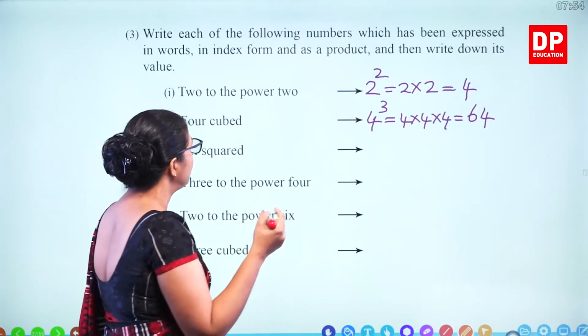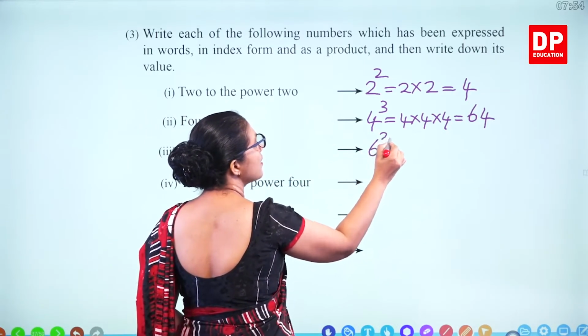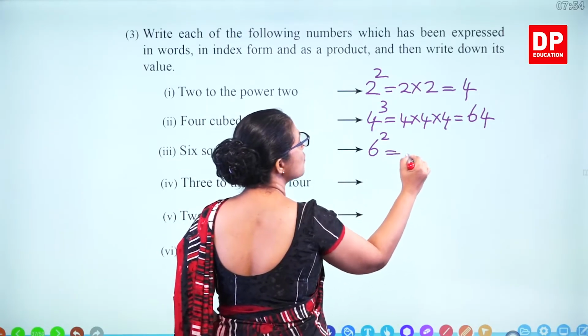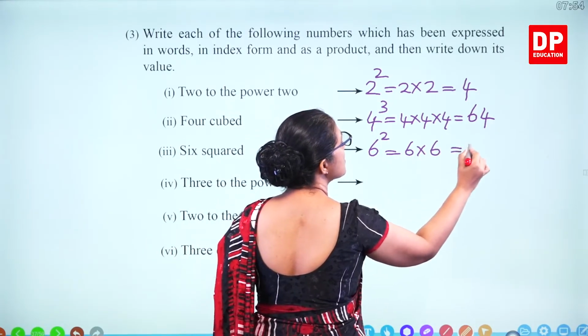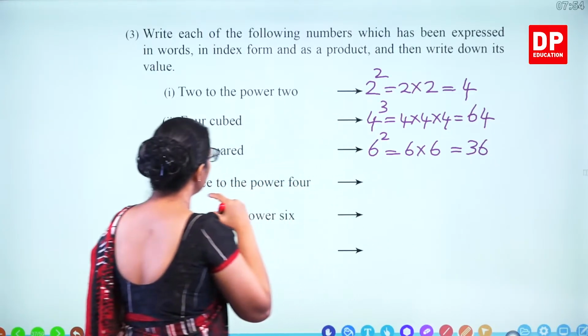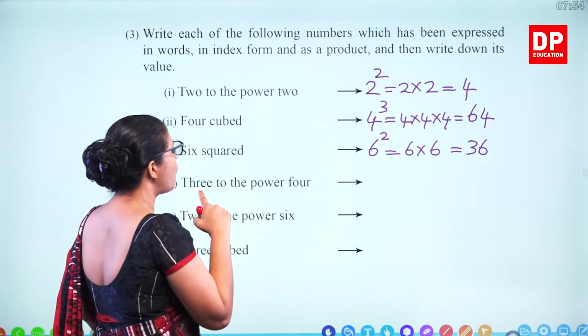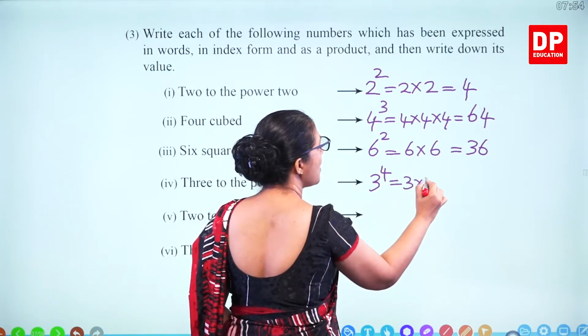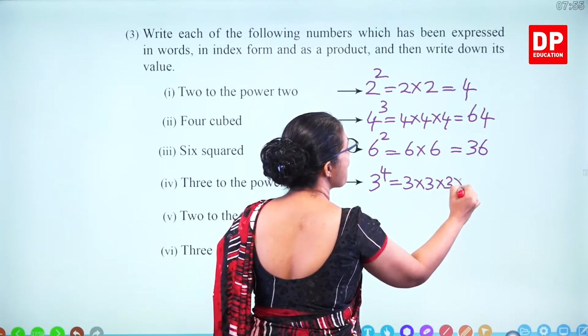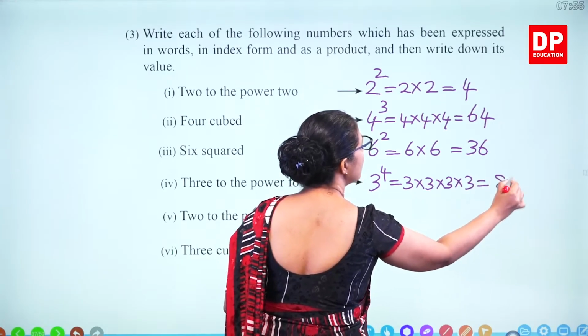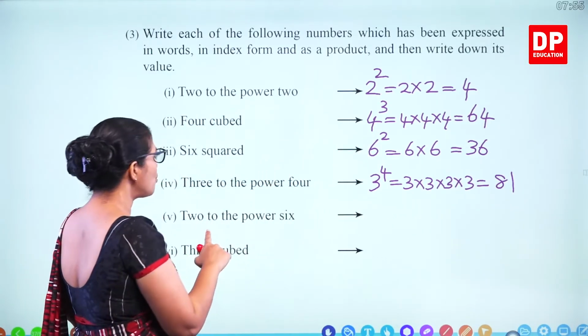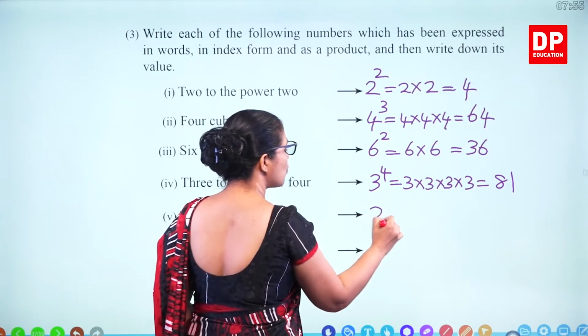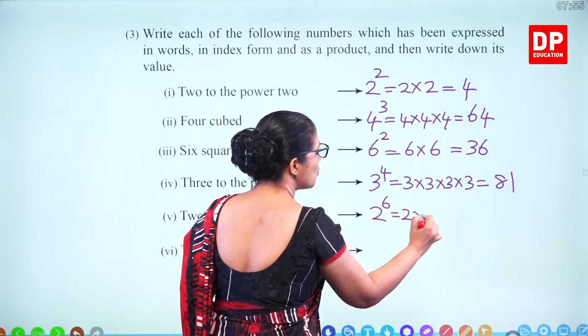6 squared. 6 squared is 6 into 6, 36. 3 to the power of 4. 3 four times. You get 81. 2 to the power of 6. 2 six times.